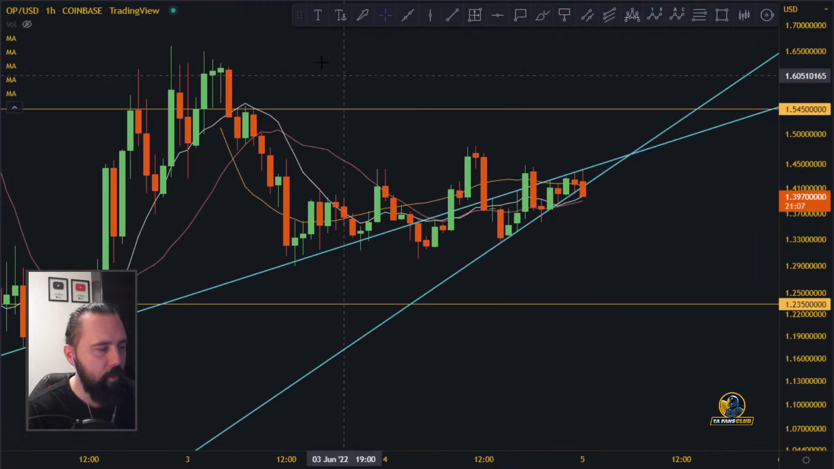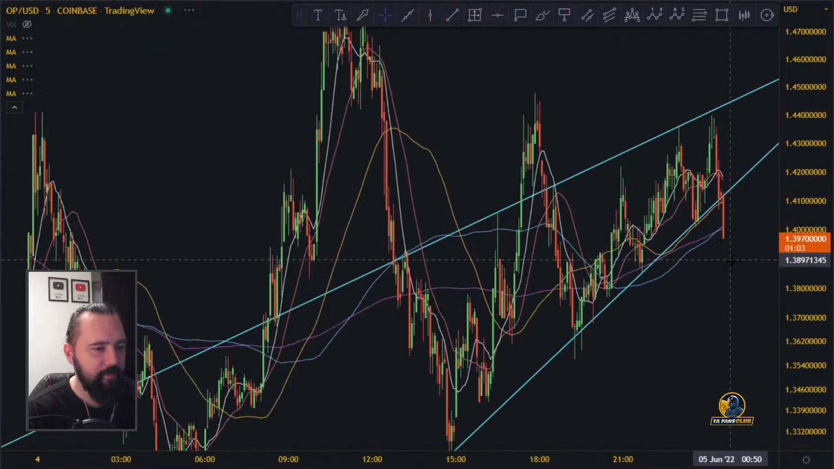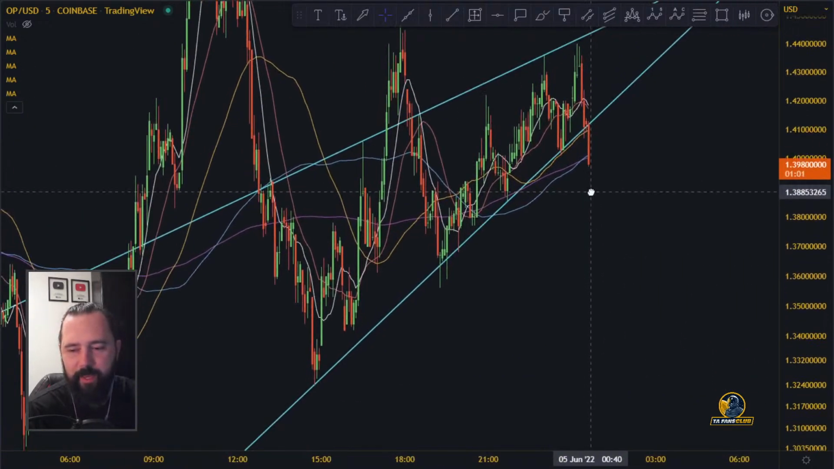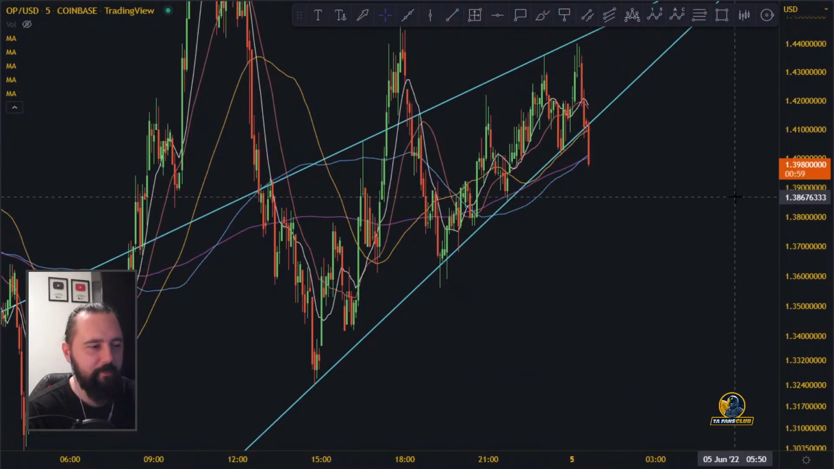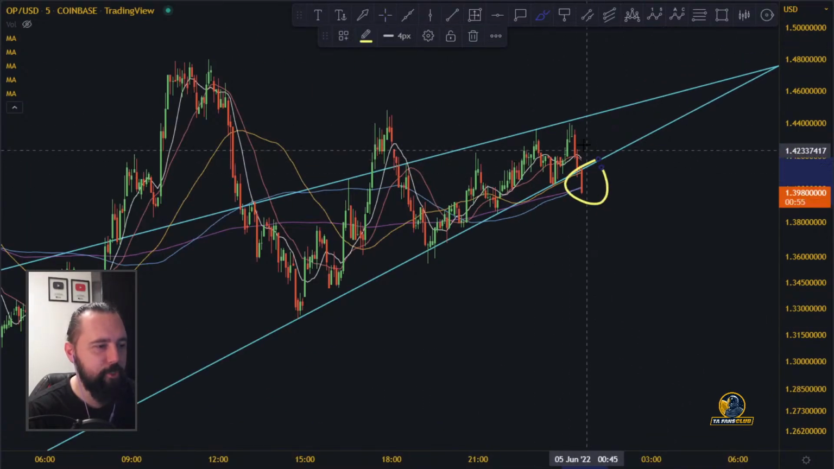Let's go to OP. OP broke towards downside. Captain, you were right. So Bit's going to dump now. Now we gotta ask Captain. Captain is better trader than me. Captain, you, man. We should have shorted up here.